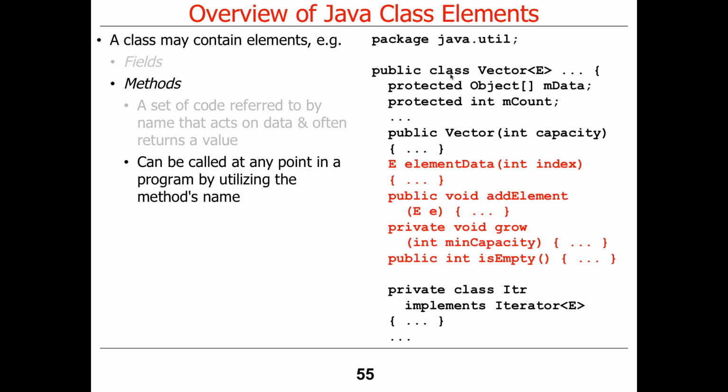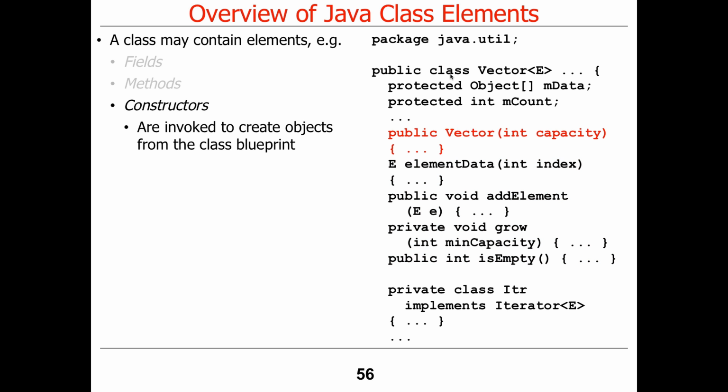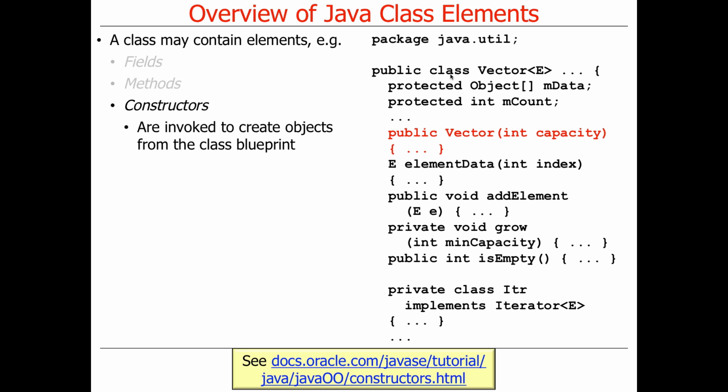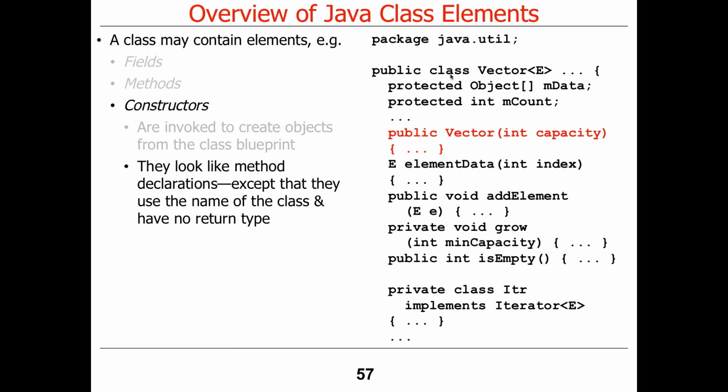You can typically call a method at any point in a program as long as you have access to it. And we'll talk more about access later. And you call it by using its name, so it's pretty straightforward. There are special types of methods called constructors. And constructors are basically the same name as the class, and they're used to create the instances of the class. So they're basically the cookie cutters that are used to initialize the objects. And they look basically like methods, except they don't have a return value.